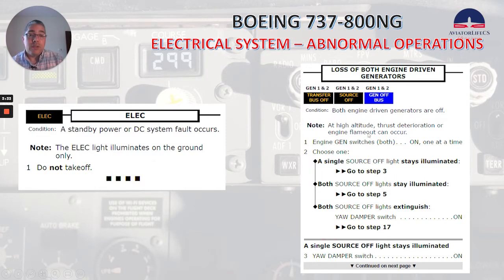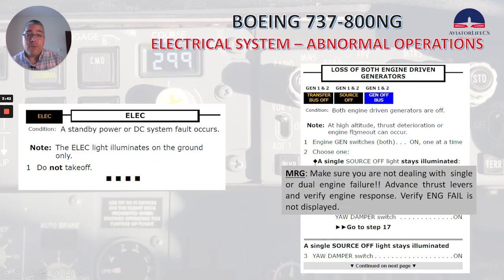Now we will talk about the loss of both engine-driven generators, and this is a quite long checklist. And these are the lights we are expecting to see if we find ourselves in this situation. Now, a few comments before we start reading the checklist. According to the MRG, make sure you are not dealing with a single or dual engine failure. Advance thrust levers and verify engine response. Verify engine fail is not displayed.